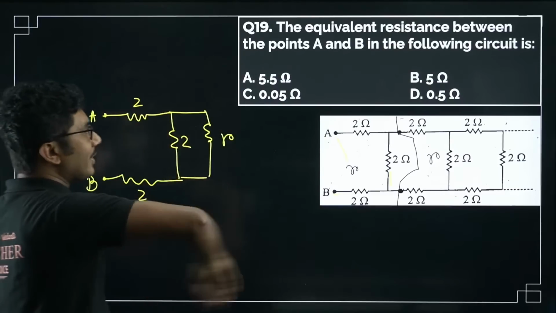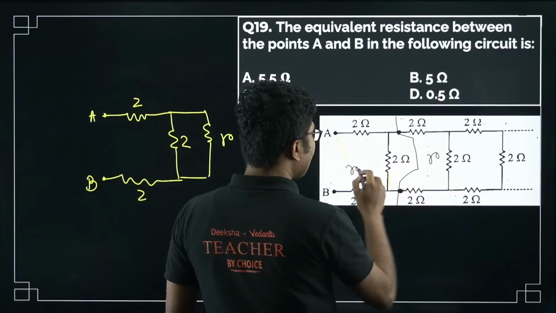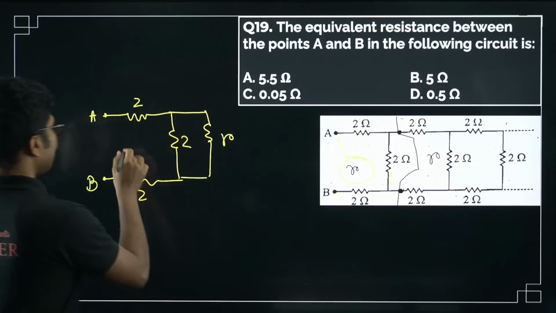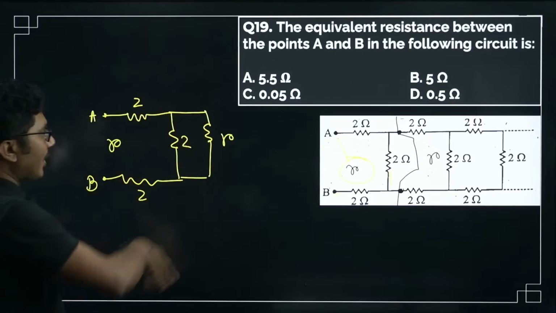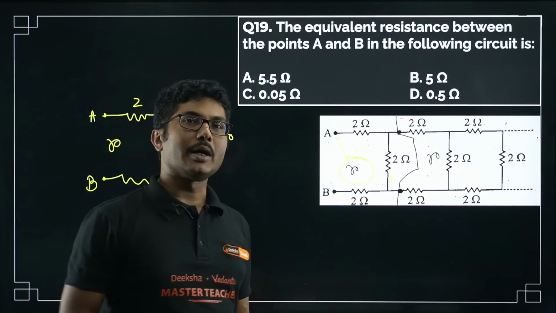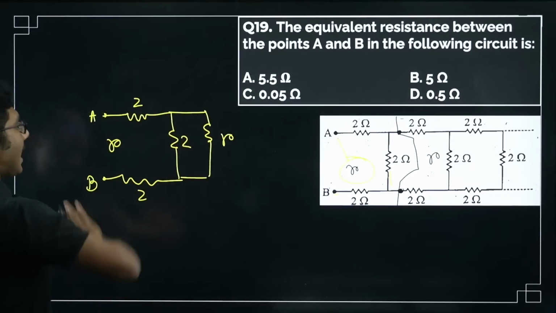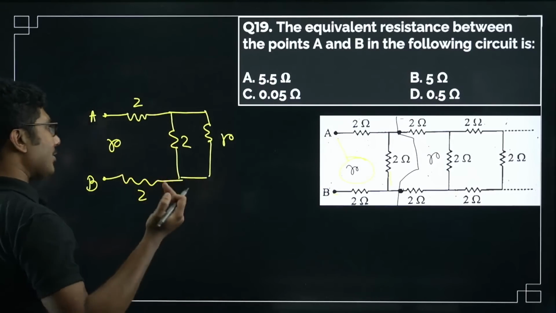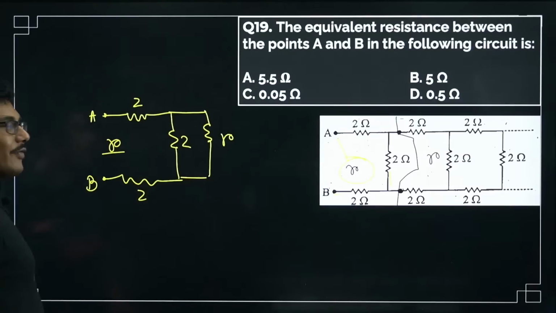Now what is the equivalent resistance of the entire circuit? This is also small r. This is also small r. So we will find the equivalent resistance and compare it to small r, and some value will cancel, and we can find the value of small r.